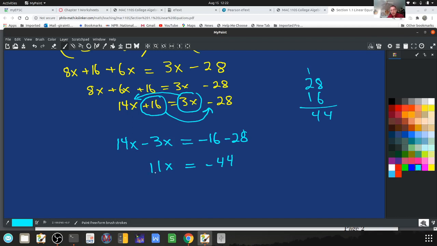Now I know 11 times x is equal to minus 44. I want to know how much 1x is. So I divide both sides by 11. Dividing both sides by 11 is the same as multiplying both sides by 1/11. So 11x divided by 11 gives me a single x. And minus 44 divided by 11 gives me a minus 4. And that is our answer.